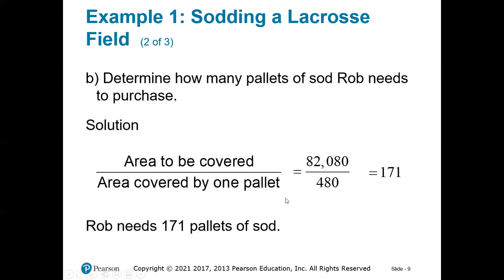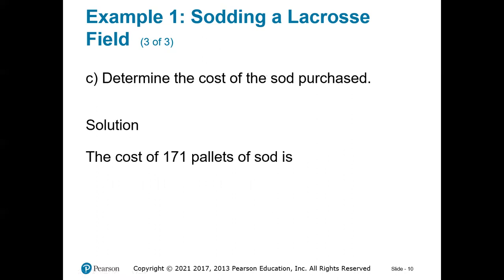What was the cost? Well, we know the price of each pallet of sod. So you take 171 times $360, and it gets you $61,560 to cover this rectangular field with that type of sod.